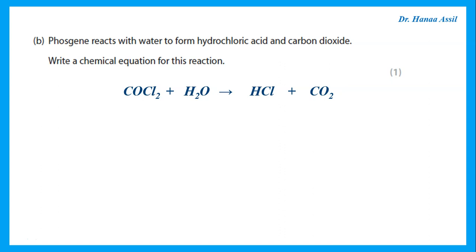We need to balance. Now, how many carbons before the arrow? We have 1. How many carbons after the arrow? I have 1. How many oxygens before the arrow? 2. How many oxygens after the arrow? I have 2. How many chlorines before the arrow? I have 2 chlorines, so I need to put 2 here, and that means now I have 2 hydrogens and 2 chlorines, so now it is balanced.